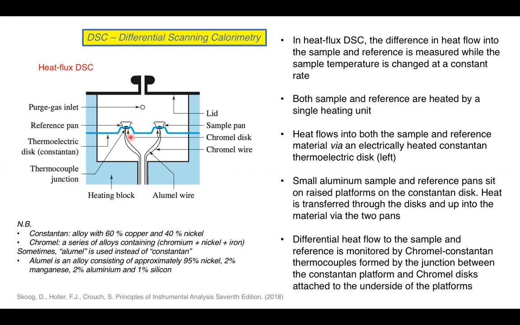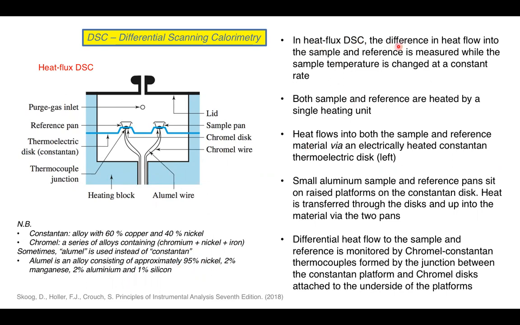Then we have the thermocouple junctions. This is the thermocouple between the wire here, which is going to be used to transfer the heat, and the actual reference pan and the sample pan. Then the heating block here is made from alumel and chromel. It says down here what chromel and alumel are. They're just alloys of nickel, aluminum, and sometimes chromium, sometimes iron. They're used because they have well-known heating properties.